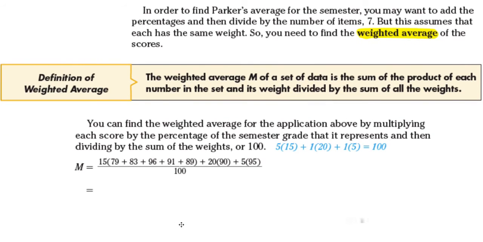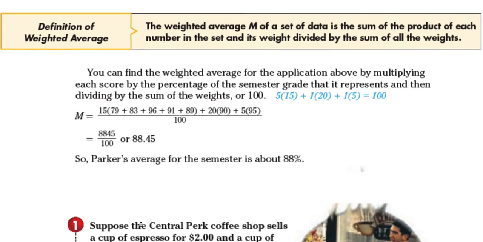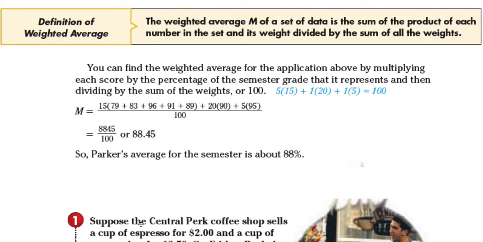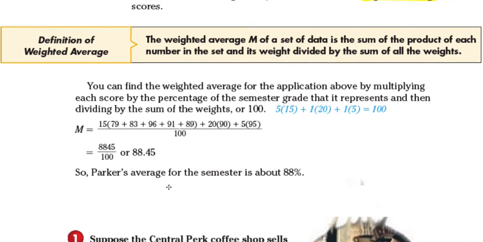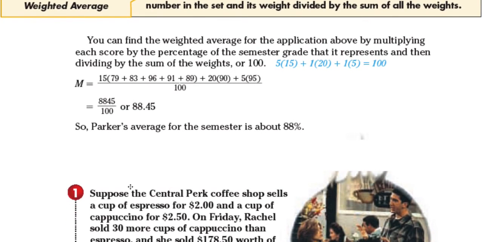Doing that, we add up all the numbers in the parentheses, multiplied by 15, added to 20 times 90, added to 5 times 95, which will get us 8,845, and then divide that by 100. So Parker's average is 88.45. His average for the semester is around 88%. So that's an easy way to find the weighted average of your grades.